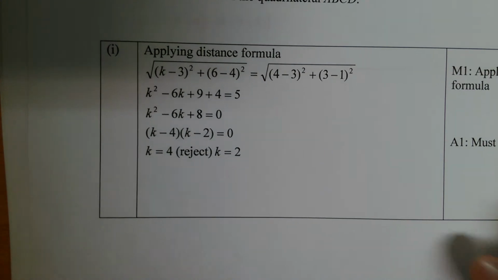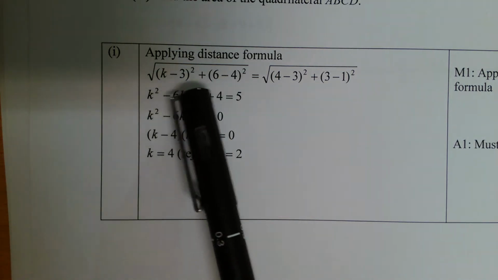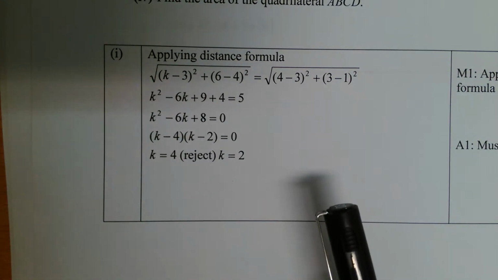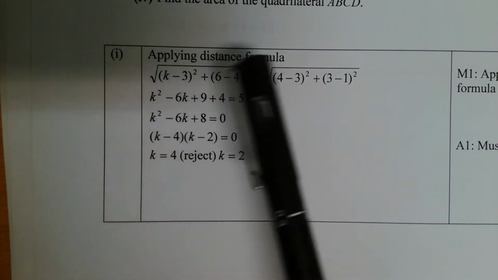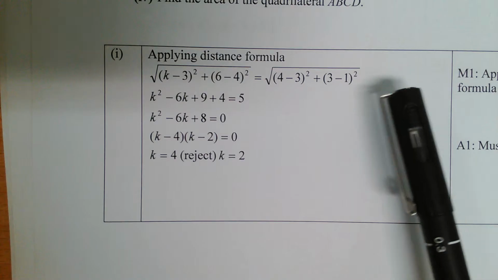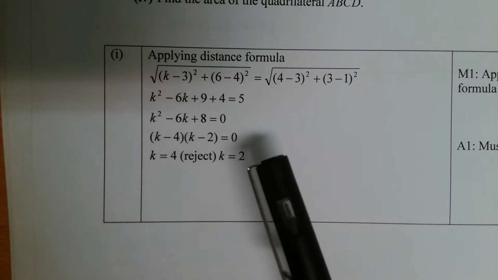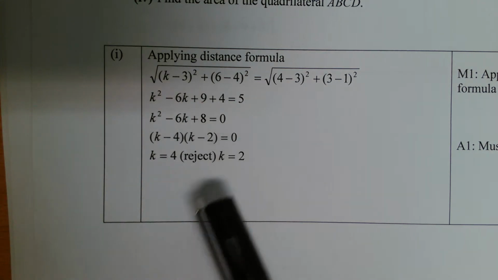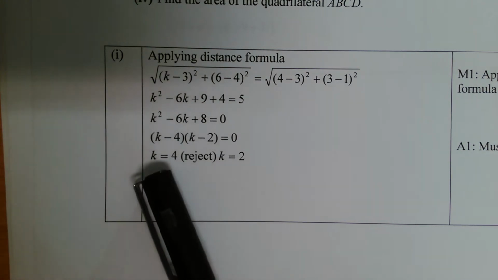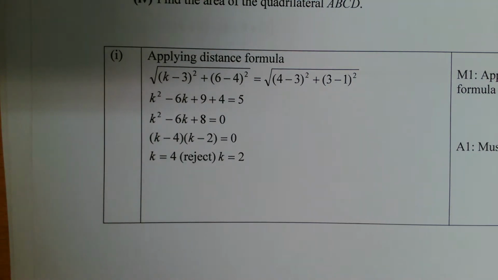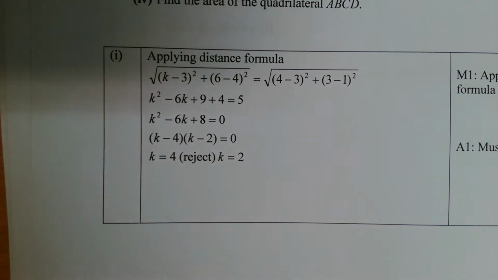For the distance formula, we apply the distance formula there. We square both sides of the equation to remove the square root sign. Expanding, we collect all our terms on the left hand side, we factorize and we solve to get k equals 4 and k equals 2. Notice that we reject k equals 4.